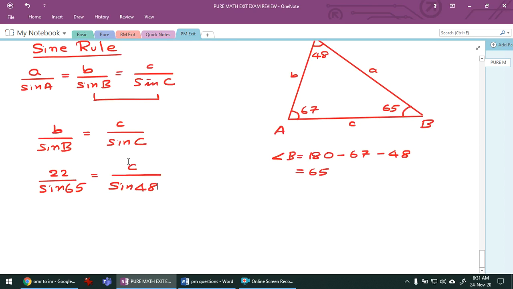Now, how will you find c? You just have to cross multiply. Like this only we will cross multiply. So this sine 48 will come to the left up. That means 22 into sine 48, which is down, when it comes to the left it will go up, divided by sine 65 equals small c. So now we will use the calculator to find this.